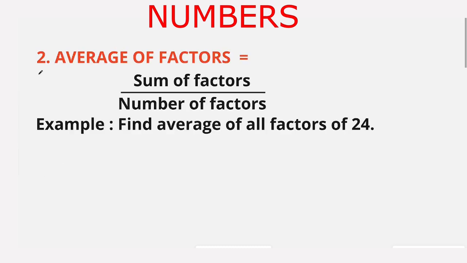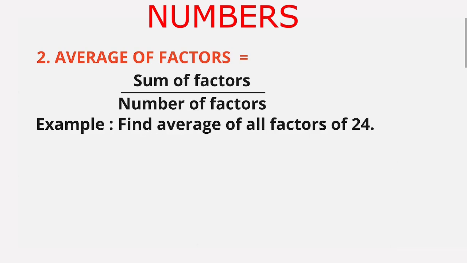Point 2. Average of factors equal to sum of factors upon number of factors, or sum of factors divided by number of factors, and we will learn it by example. The example is: find the average of all factors of 24.